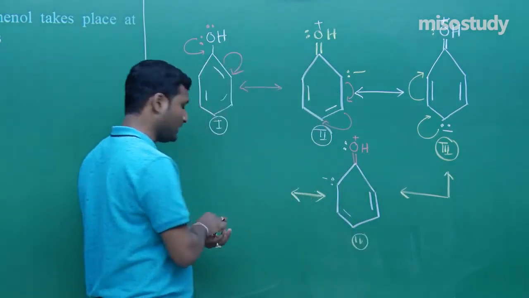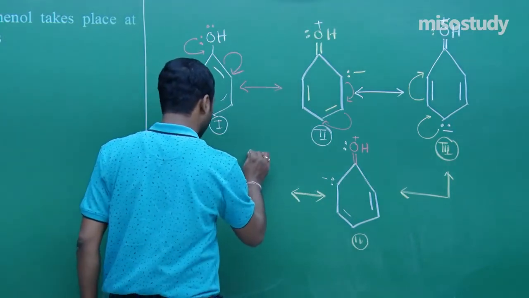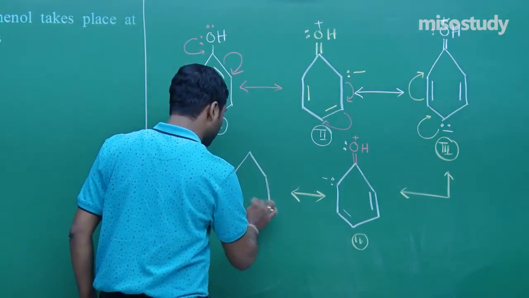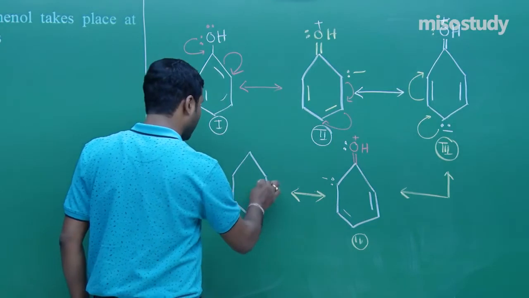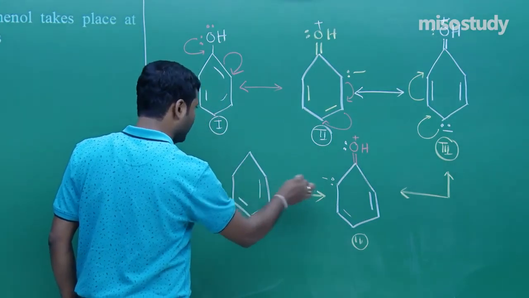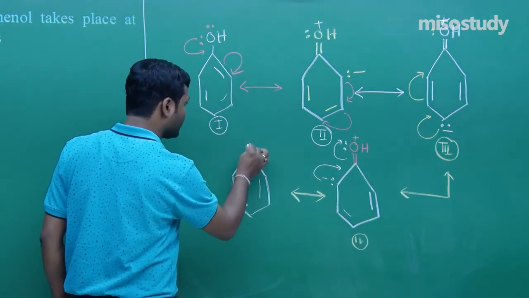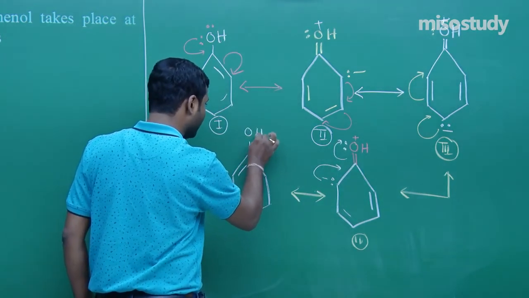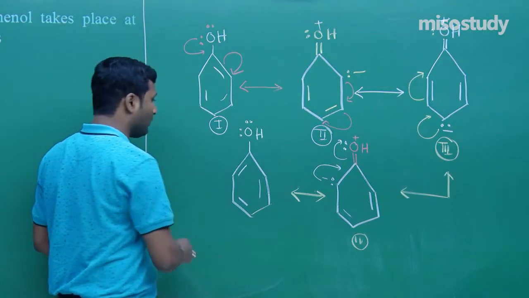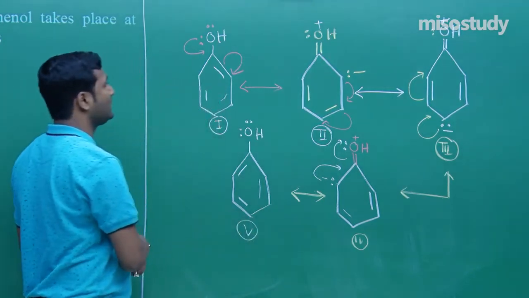Now the fifth one, tell me what will happen in this case. This one is the fifth one, this one is the benzene ring, first, second, and this will move here and again move here. So here comes O, that is H. Clear to you? These all are the resonating structures in case of phenol.